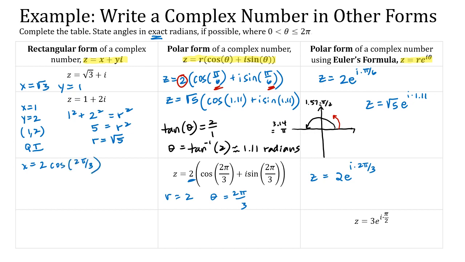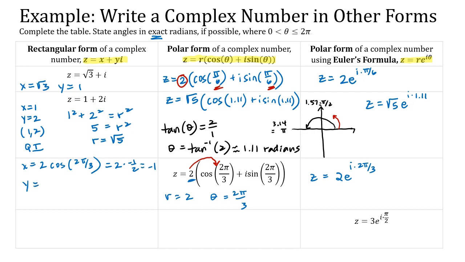Notice that to find out what the x value is, all that I'm really doing is distributing this 2 times the cosine of 2 pi over 3. What is the cosine of 2 pi over 3? The cosine of 2 pi over 3 is negative 1/2. So my x value looks like it is negative 1.